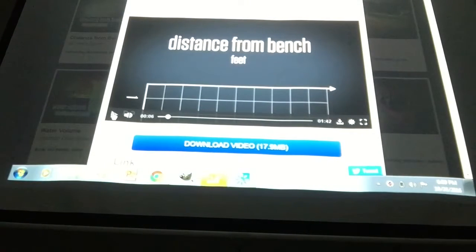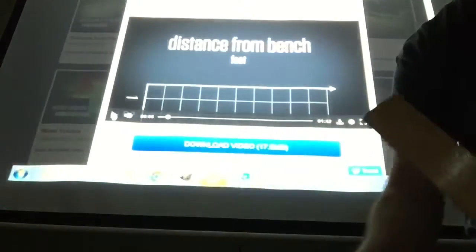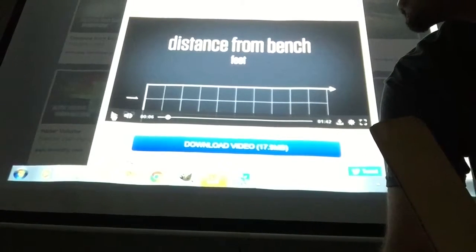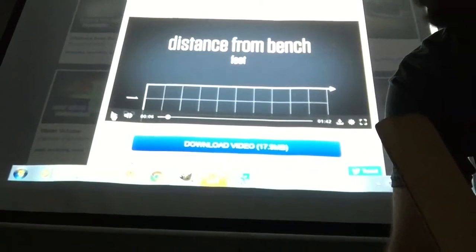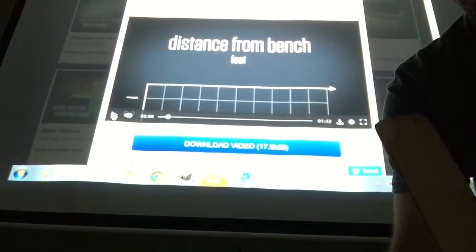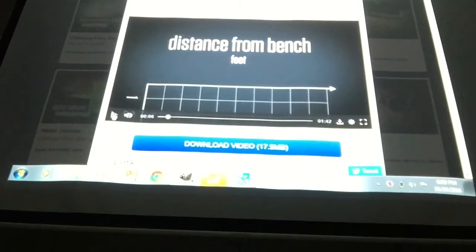So let's go ahead and label the side of your paper. The side of your paper right here, the y-axis, the dependent variable, is going to be distance from bench, and it's in feet. So you've got to write that down, okay? And then we're going to see what they want us to label them as.